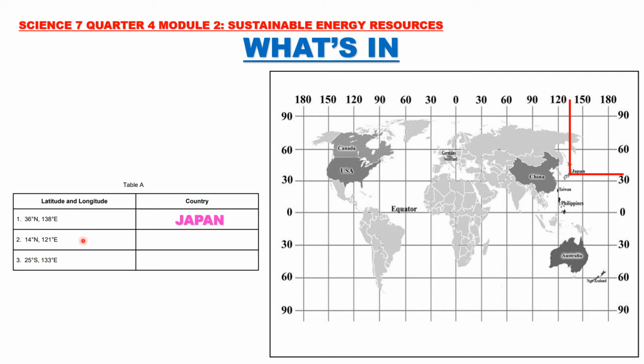Next, 14 degrees north and 121 degrees east. So for the line of longitude, look for it in the northern hemisphere, 14 degrees north and 121 degrees east. So the coordinates intersect at the Philippines. Then we have 25 degrees south and 133 degrees east. So the line of longitude should be located in the southern hemisphere, 25 degrees south and 133 degrees east. So this is Australia.